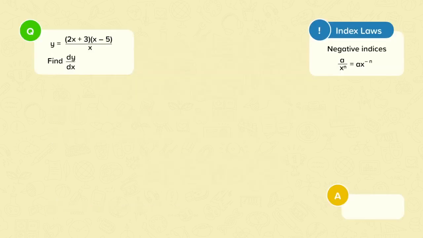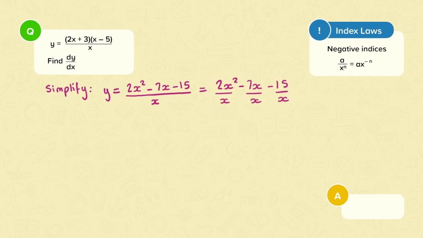Let's look at some examples. In this question, we have both a set of brackets and a fraction, so we need to simplify. Multiplying out the brackets on the numerator of the fraction gives us y equals (2x² - 7x - 15) over x. Now we distribute the division by x to each term. And finally, cancel down each fraction.